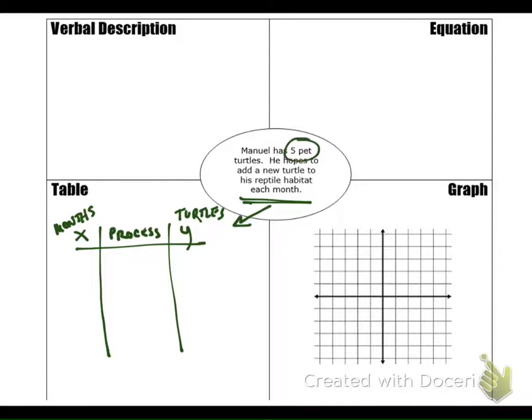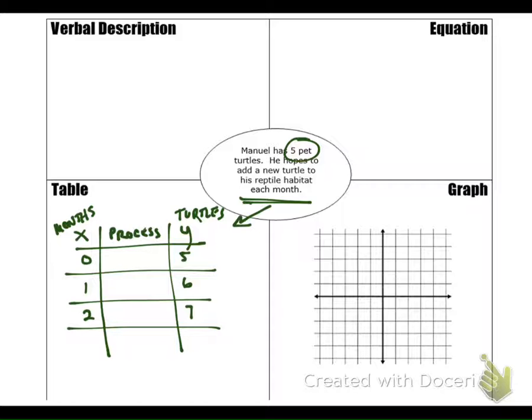Manuel starts with 5 pet turtles. So when 0 months have passed, he still has his 5 turtles. Now when 1 month passes, he adds 1 new turtle for the month and he's at 6. When 2 months have passed, he adds 1 more new turtle and now he's at 7. So once you have about 2 or 3 rows going down, now you can kind of start looking at the process. So let's take a look at that middle column.